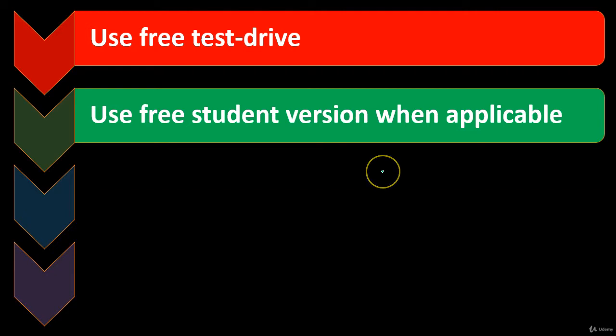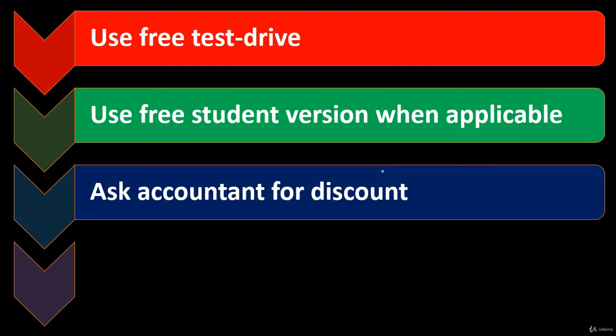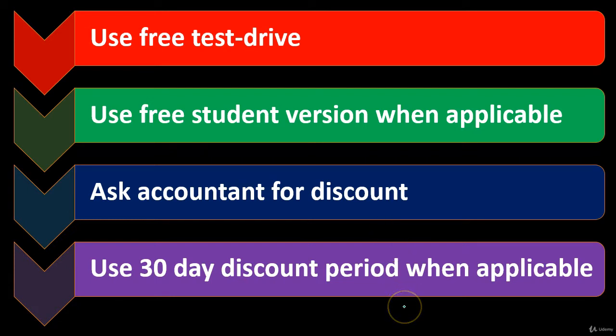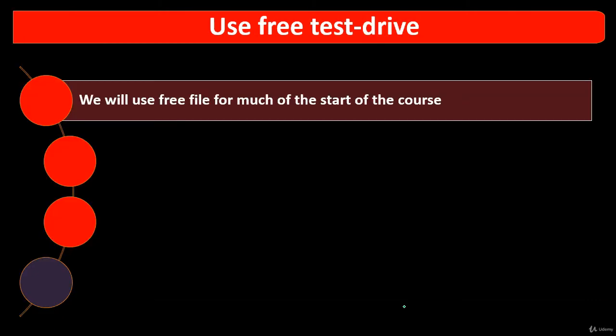The next is to use a free student version when applicable. So if you have access to a student version, even if you have another file, it might be best to use that because then you can use that student version to work through a practice problem step by step along with us. Ask your accountant for the discount. It might be the case that if you work with an accountant, sometimes they have discounts with QuickBooks, so you can ask them about that. And you can also take advantage of a 30-day discount period when applicable. Oftentimes, Intuit, the owner of QuickBooks, like other institutions trying to sell something, will give a 30-day discounted period. You can take advantage of that 30-day discounted period in order to complete the course and learn the information.